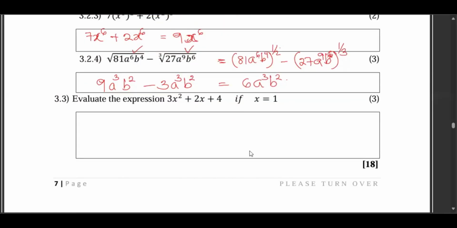Evaluate the expression. Simply meaning you're substituting. If x equals 1, what does it simply mean? It's 3 into 1 to the power 2 plus 2 into 1, then plus 4. 3 into 1 squared is the same as 3, plus 2 into 1, you remain with the 2, plus 4. So here, 3 plus 2 is 5, 5 plus 4, the answer becomes 9. That's what they wanted you to do.